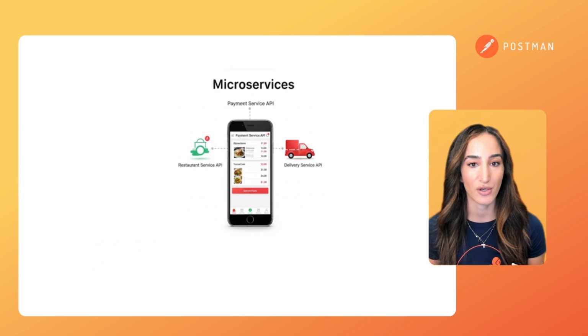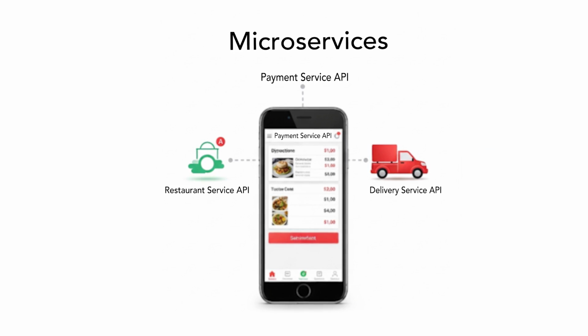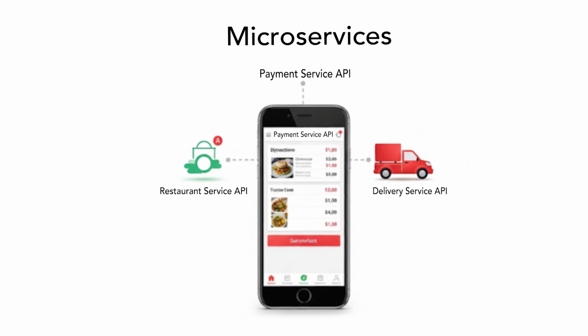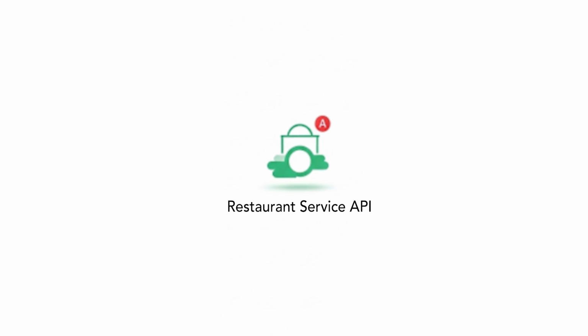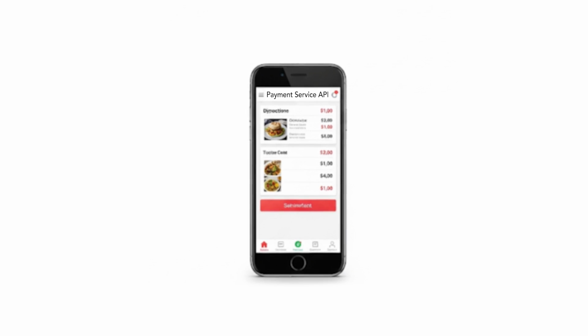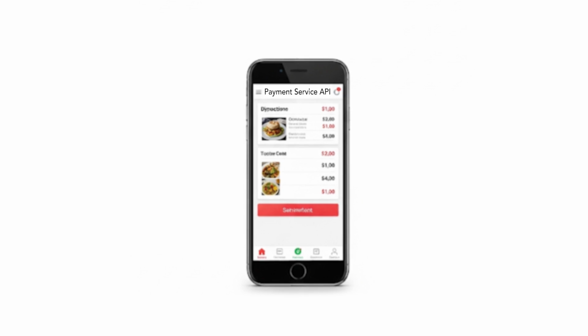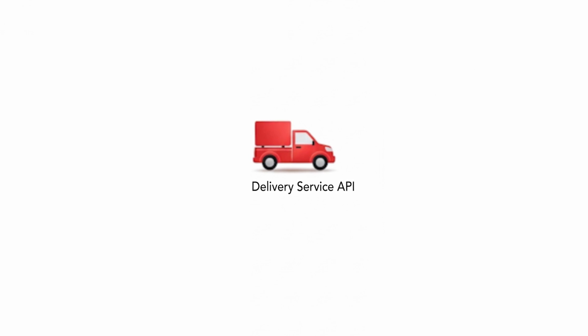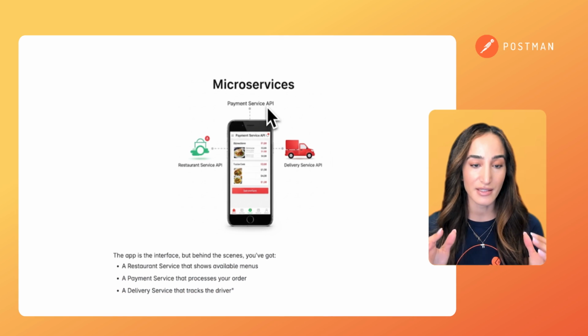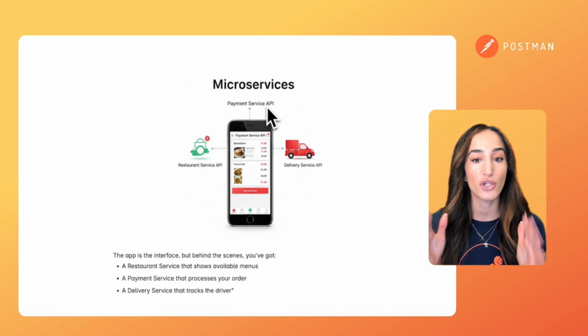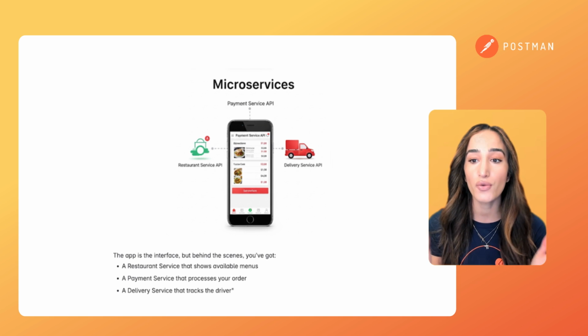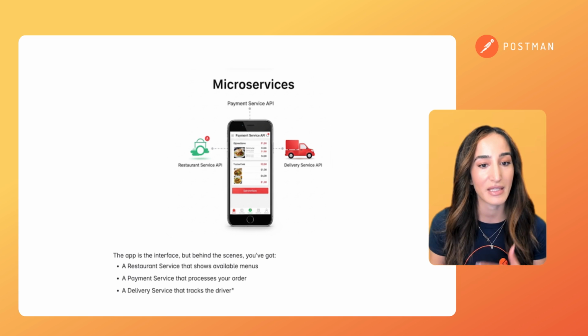Let's make this personal. Imagine you're ordering from a food delivery app. The app is the interface, but behind the scenes, you've got a restaurant service that shows available menus, a payment service that processes your order, a delivery service that tracks the driver. So each one of these is its own microservice, but you, the app or front end, are only able to interact with them through their APIs.